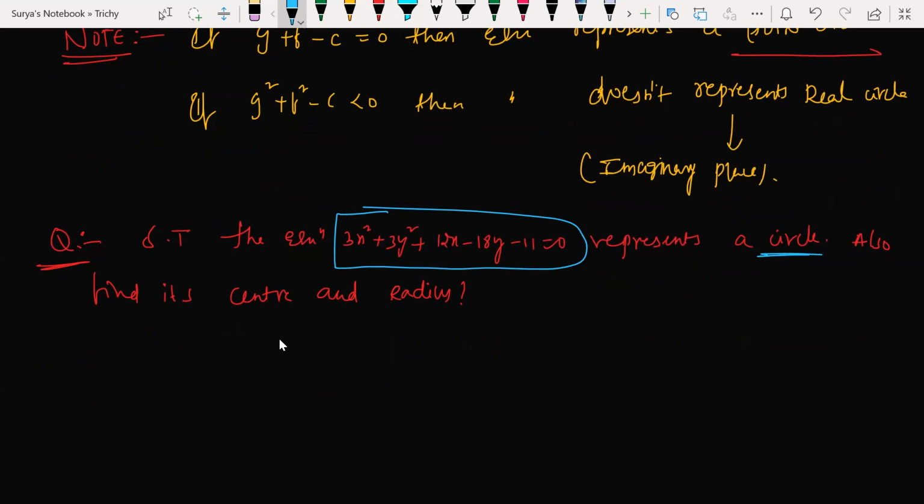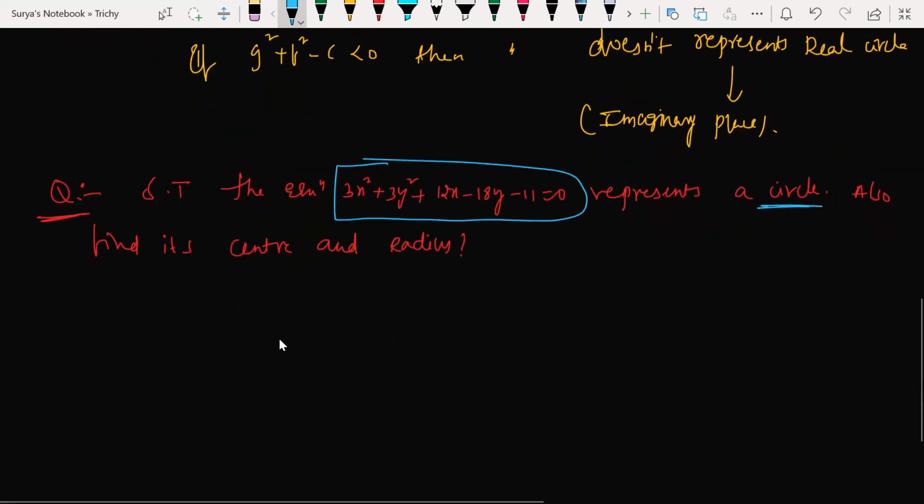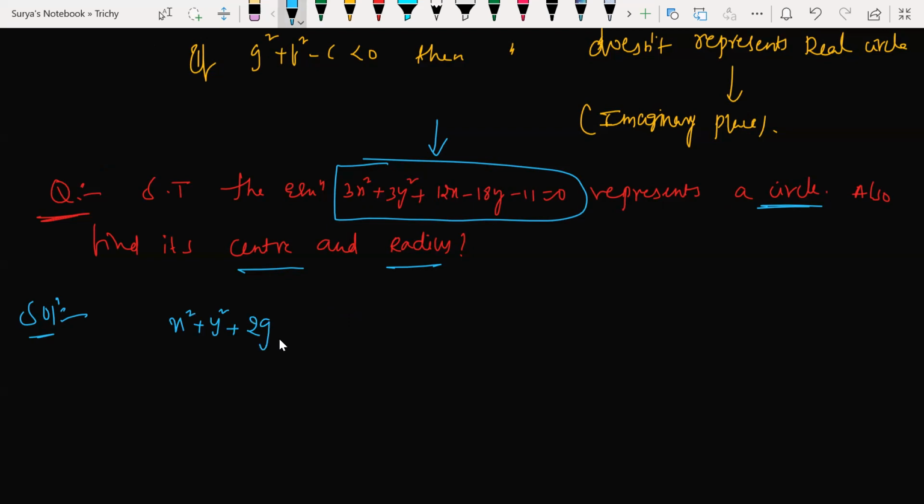What did I tell you? This equation represents a circle, that is what we have to show here, and also find its center and radius. Let me tell you the easiest way. For showing this equation as a circle, what conditions must be satisfied so that I can say the given equation represents a circle? The coefficient of x square must be equal to the coefficient of y square. But what was my standard form, the general equation of a circle? Yes. Now my coefficient of x square here is 3.